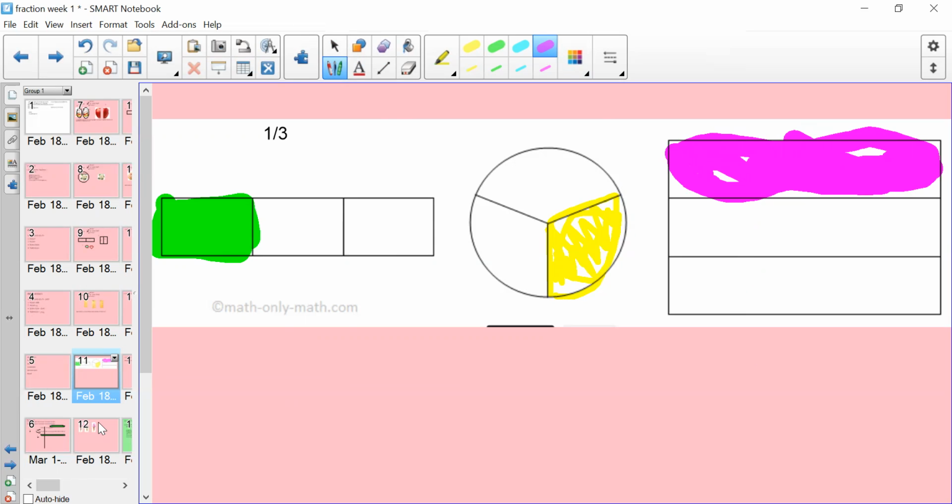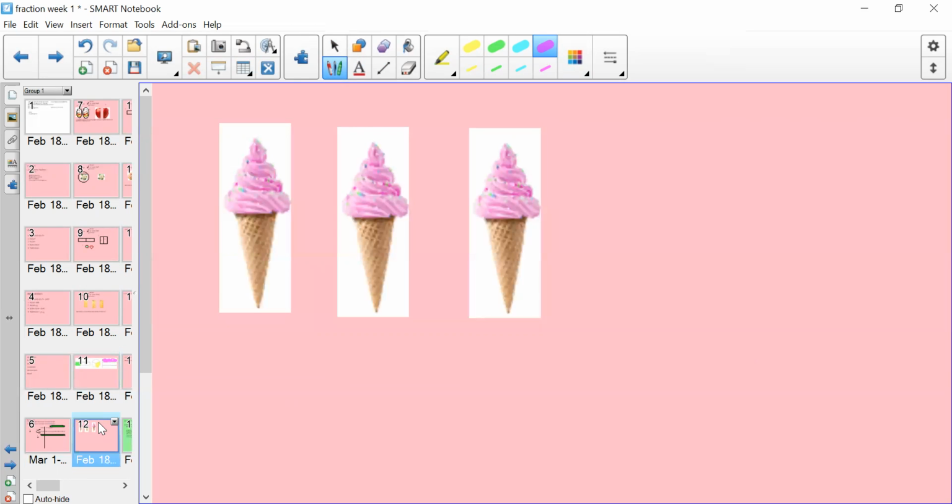Okay, perfect. Okay, so here we've got 3 ice creams. And I would like you to circle, so you can draw the ice creams in your book, and then I want you to circle 1/3 of those ice creams.